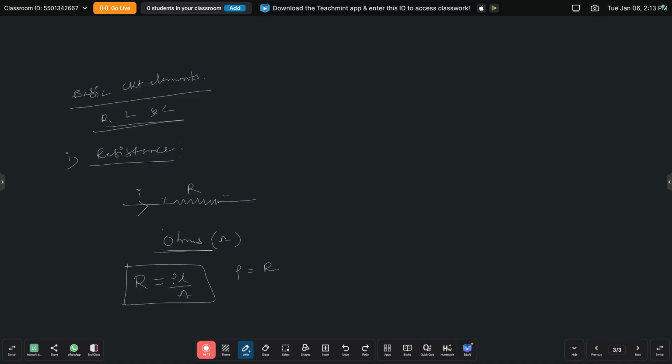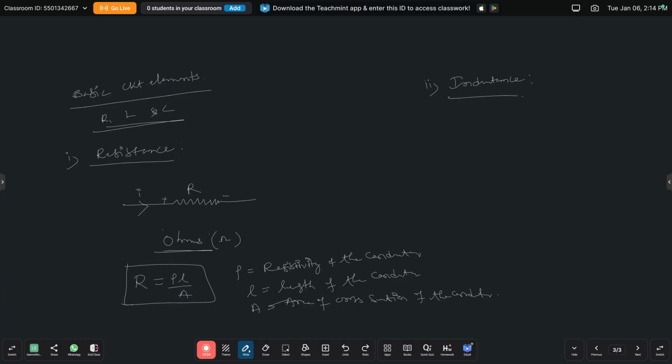Here rho is the resistivity of the conductor, L is the length of the conductor, and A is the area of cross section of the conductor. So this is the formula: R equals rho into L by A. And the second circuit element is the inductance.